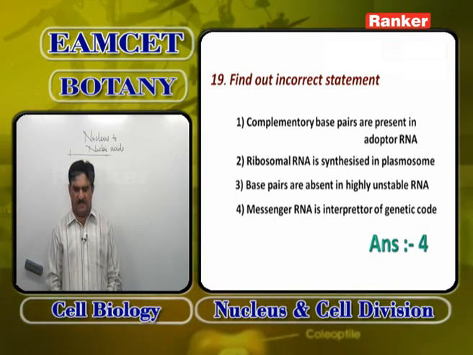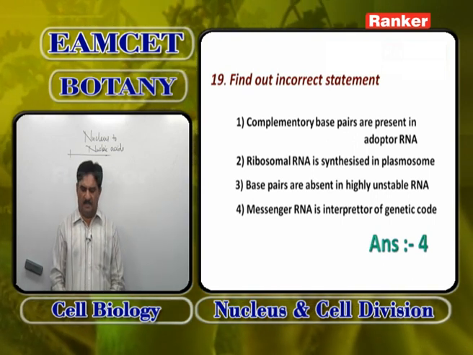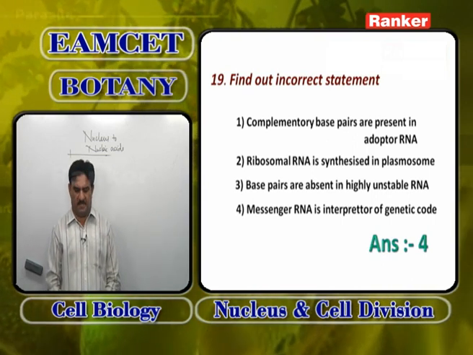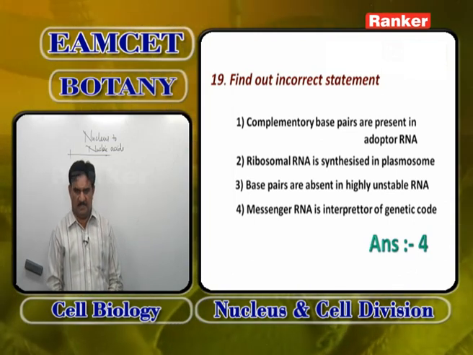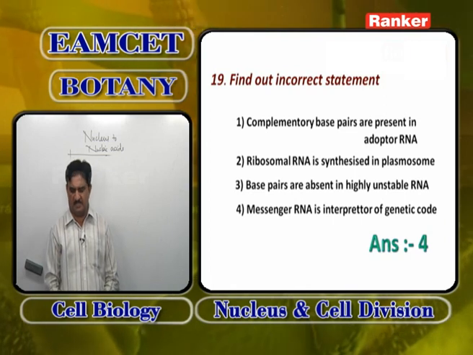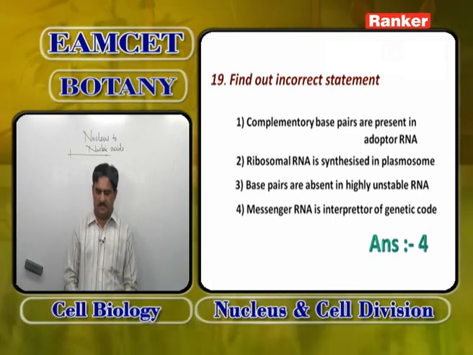Base pairs are absent in highly unstable RNA. Highly unstable RNA means messenger RNA. Here the base pairing is completely absent. Messenger RNA is interpreter of genetic code is wrong. Messenger RNA is an interpreter of protein synthesis and amino acids and other things. So messenger RNA is interpreter of genetic code is wrong.